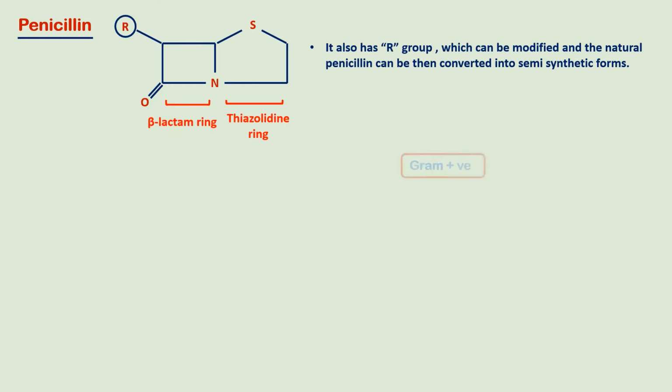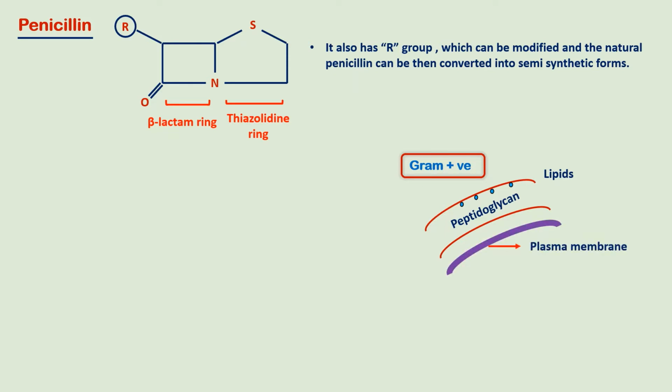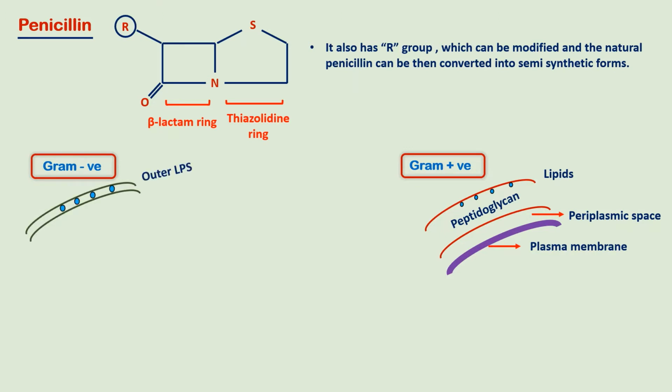Now, we know that gram-positive bacteria have a very thick peptidoglycan cell wall, and the porins are attached to the membrane lipids, unlike the gram-negative bacteria, where they are present in the outer lipopolysaccharide layer. Gram-positive bacteria have an inner plasma membrane, and in between these two layers they have the periplasmic space. In contrast, gram-negative bacteria have an outer lipopolysaccharide with porins, and there is a very thin layer of peptidoglycan. Between these two layers is the periplasmic space, and then there is the plasma membrane.